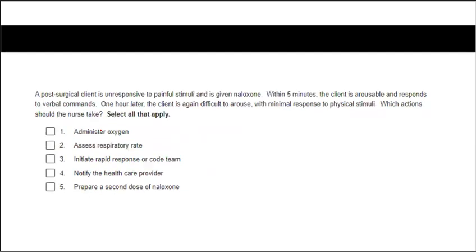The post-surgical client is unresponsive to painful stimuli and is given naloxone. Within 5 minutes, the client is arousable and responds to verbal commands. One hour later, the client is again difficult to arouse with minimal response to physical stimuli. Which action should the nurse take? Select all that apply. Well, it wouldn't hurt to give oxygen. I'm going to go with that. I'll need to assess respiratory rate. That's a good nursing assessment. Okay, I don't need to initiate rapid response or call the code team in. Rather, I'll need to notify the healthcare provider. And again, I can prepare a second dose of naloxone. Remember, we said you could repeat in 3 to 5 minutes.